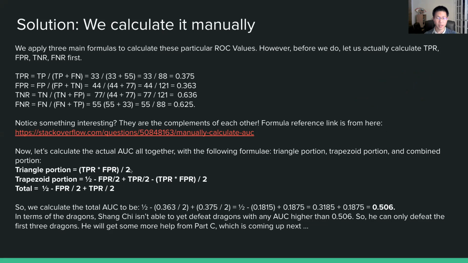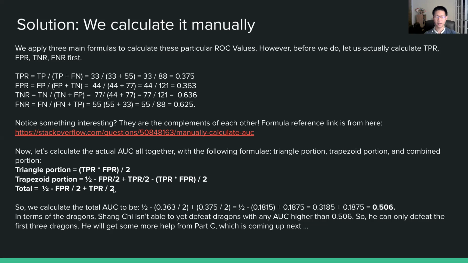The trapezoid portion is a little bit tricky. I had to actually go to Stack Overflow to really make sure I understood this. It's a half minus FPR plus TPR over 2, and then minus that combined TPR times FPR over 2. And then the total would simply be 1/2 minus FPR over 2 plus TPR over 2.